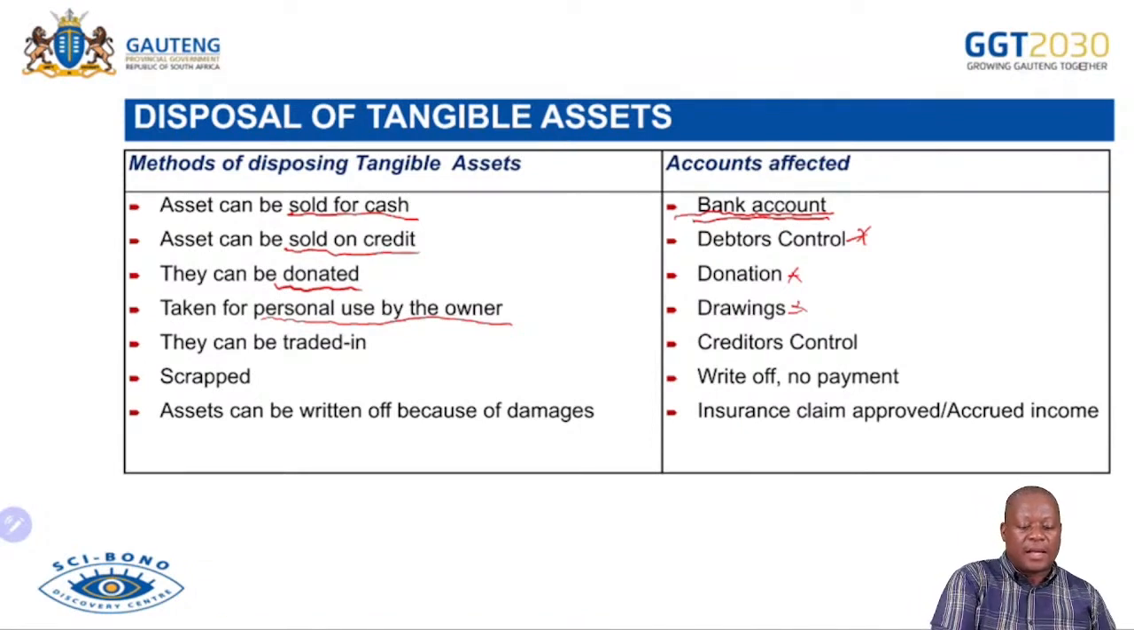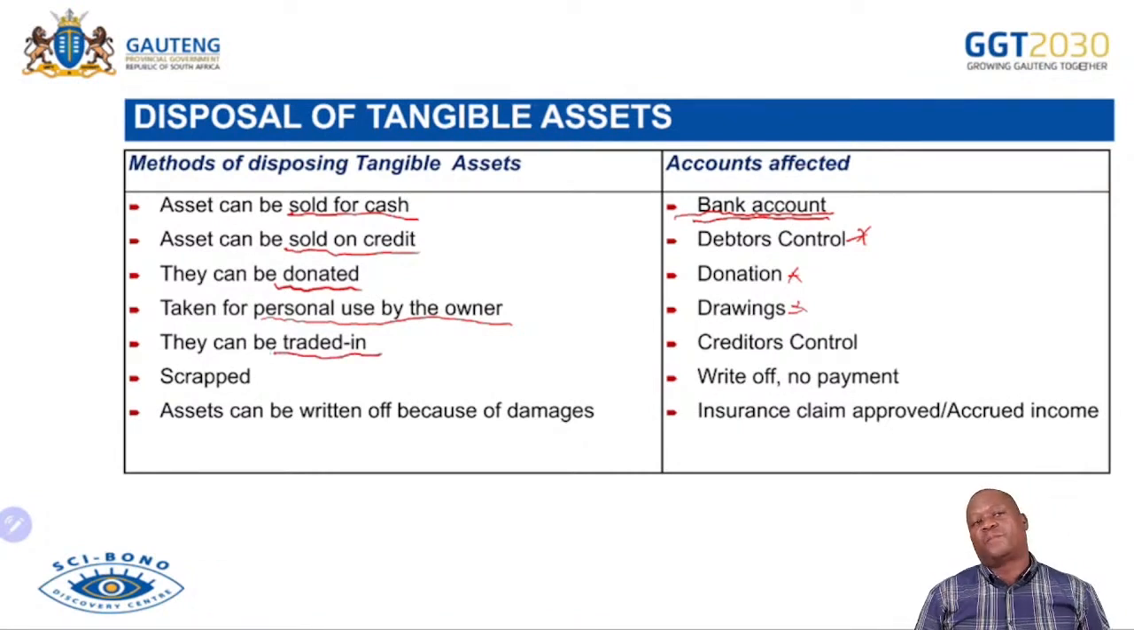And then it can be traded in. You know the concept of trading in, where you are going to give away the asset in exchange for another. And usually it comes with a top up. So this is recorded in the creditors control account.